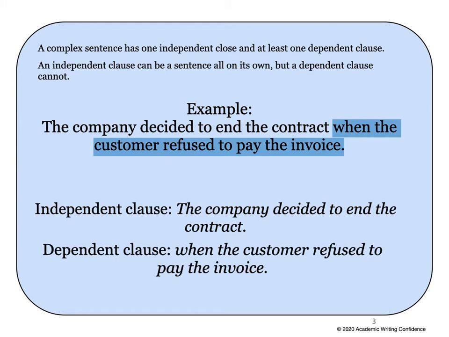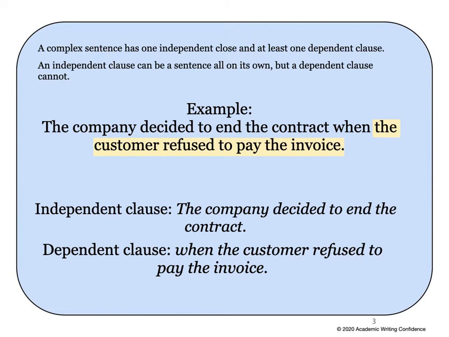However, the phrase, when the customer refused to pay the invoice, is a dependent clause. It cannot be a sentence by itself. The words, the customer refused to pay the invoice, would make a good complete sentence or independent clause, but because we've added the word when, it has become a dependent clause. Now, this is one way that a complex sentence can be written.